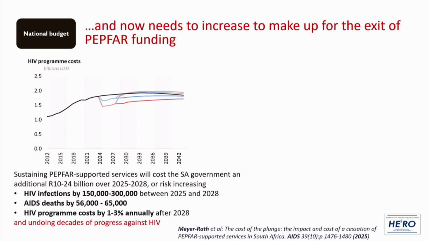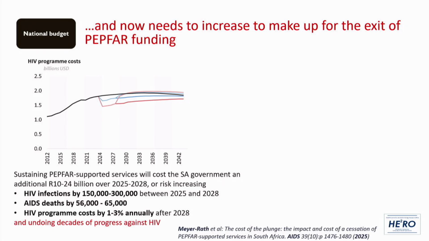What's happening in South Africa at the moment, and this is a very recent analysis that we just published in AIDS, is that we have lost about 17% of the funding for HIV, in particular key population activities, as well as our entire data system. We modeled that depending on whether or not this would only be for the next 4 years for the duration of the current US administration or into perpetuity, we would be facing additional HIV infections between 150 and 300,000, between 56 and 65,000 additional AIDS deaths, and that's just in the next 3 years.